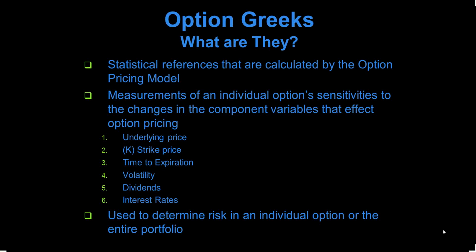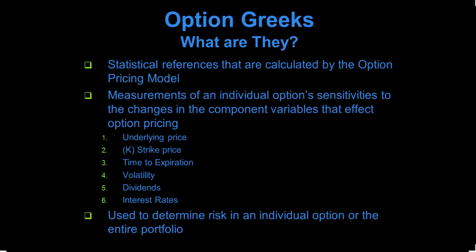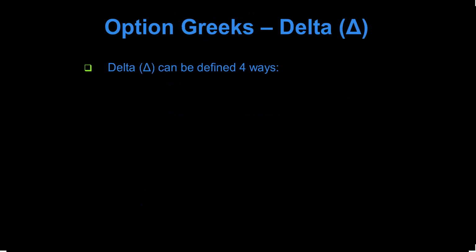But these are the things that go into making up the option Greeks. Now, let's start off with the first Greek here, Delta, and we'll break down each Greek. We'll go through the major ones, and I'll just break them down for you so that you can understand them. Delta can be defined 4 different ways.